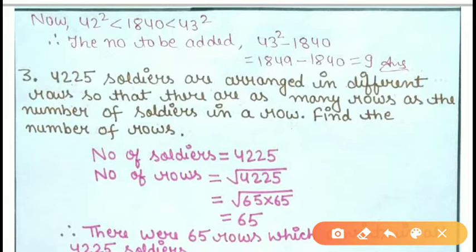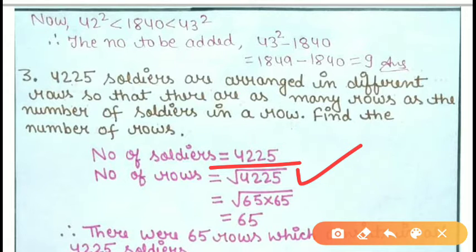Third question is 4,225 soldiers are arranged in different rows so that there are as many rows as the number of soldiers in a row. Find the number of rows. Whenever this type of question is given, you need to find out a square root. 4,225 soldiers are there, okay, and they are arranged in different rows. There are as many rows as the number of soldiers, so you need to find out the number of rows. First of all, the number of soldiers is given, 4,225. So find out the square root of this number. You will get the number of rows.